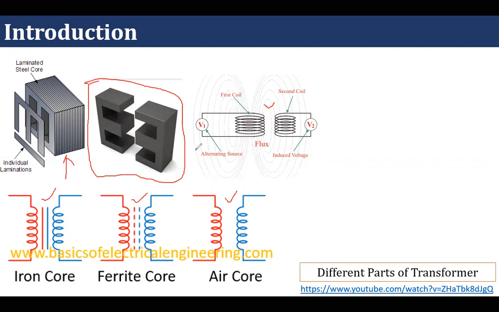So whenever we have to design a transformer at very high frequency, we must go for this. At high frequency, iron core is not suitable. But at low frequency, like 50 Hz, we always go for iron core. Even ferrite core is well applicable at low frequency, but due to the cost factor, we do not use ferrite core at low frequency.